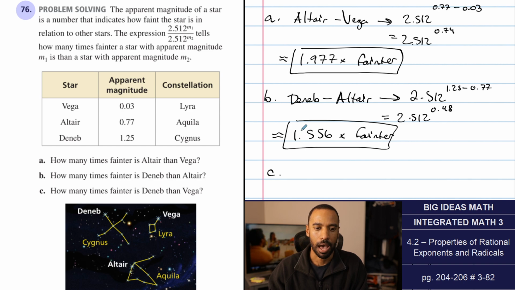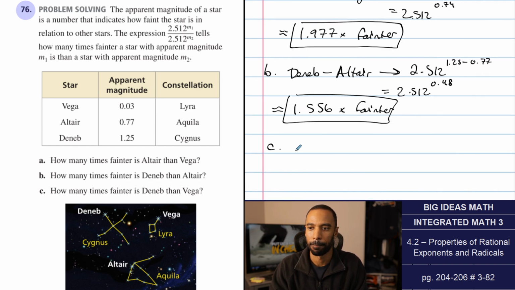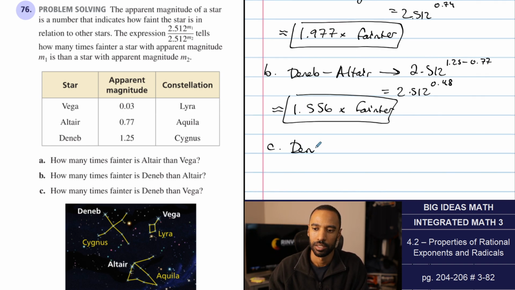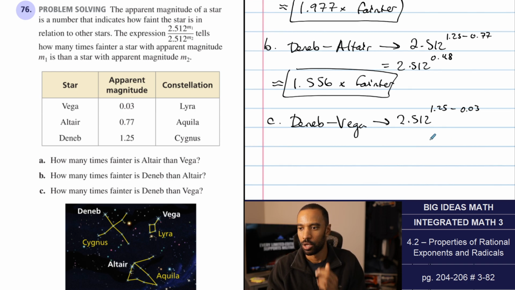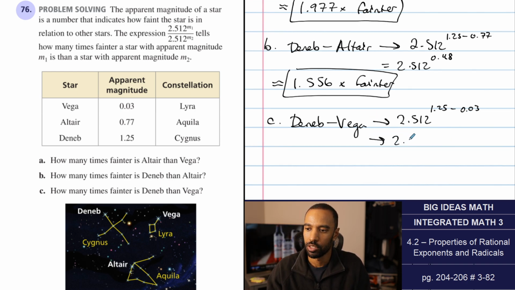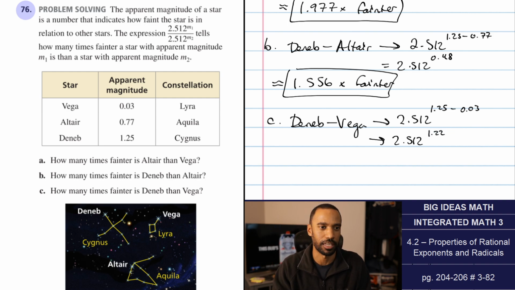Part C, how many times fainter is Deneb than Vega? Deneb to Vega. So we're going to do 2.512 to the 1.25 minus 0.03 power. It's 0.03? Yes. Which is 2.512 to the 1.22 power. It's significantly fainter. Here we go.